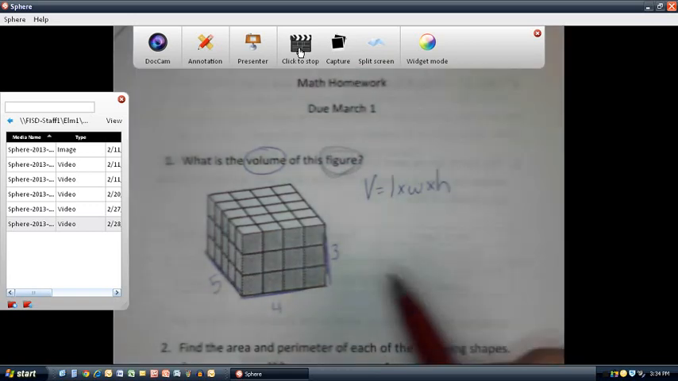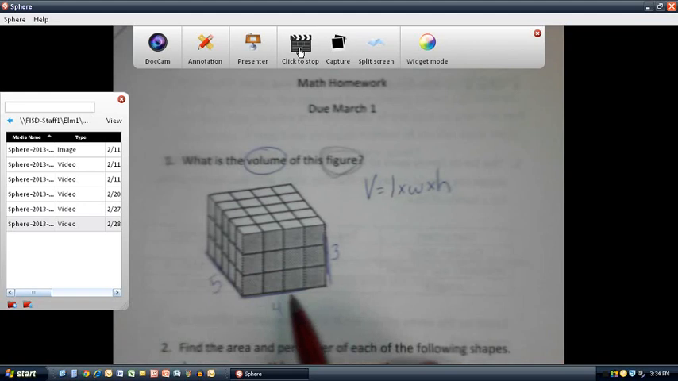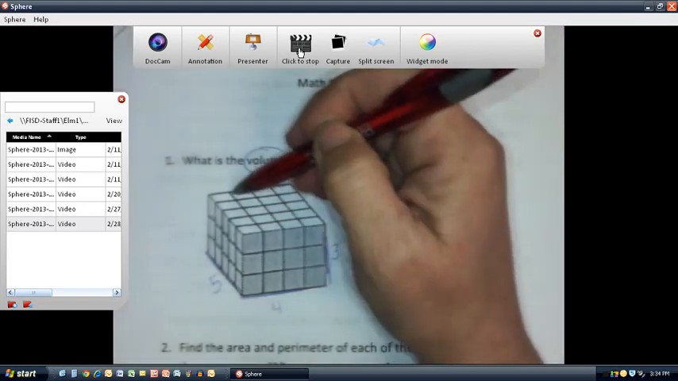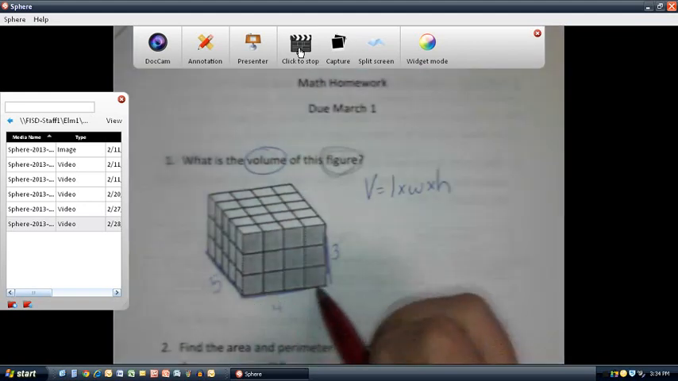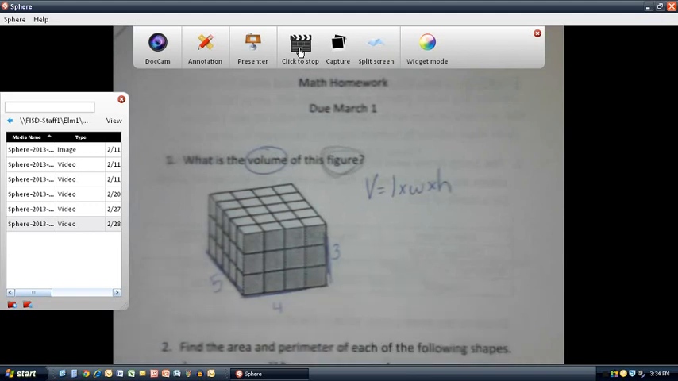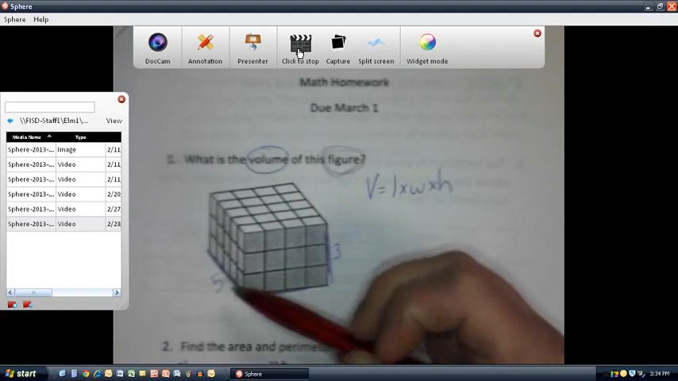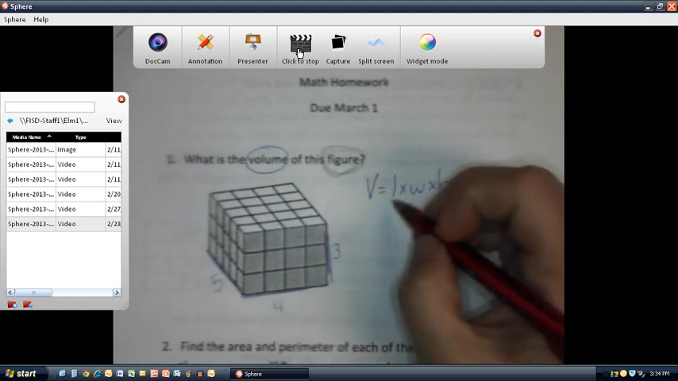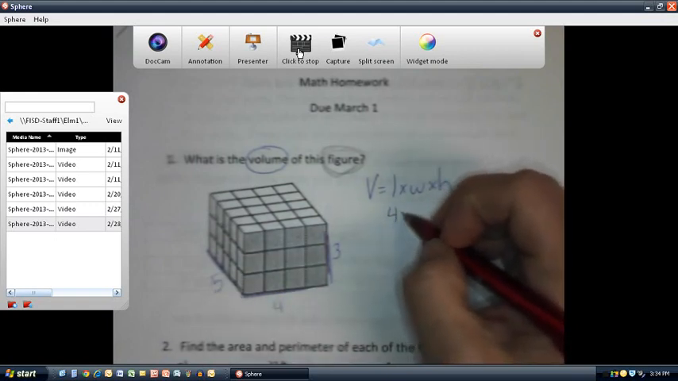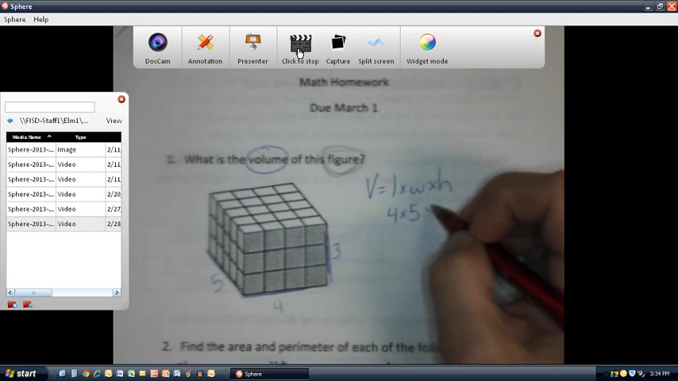There are several spots where I show length and width. This is also the length, this is the width, but I only need one. This is also the height, but I only want one length, one width, and one height. So the length is 4, width is 5, height is 3.